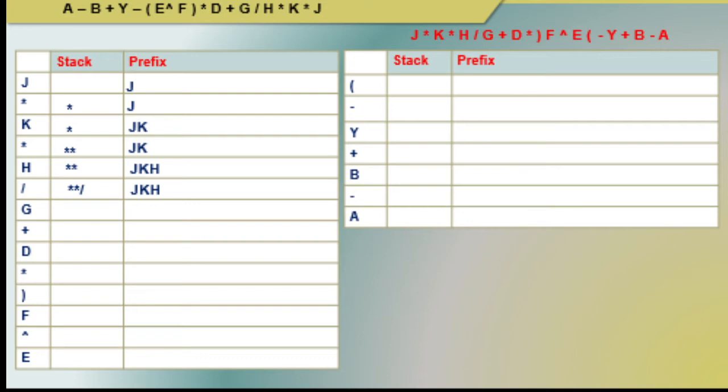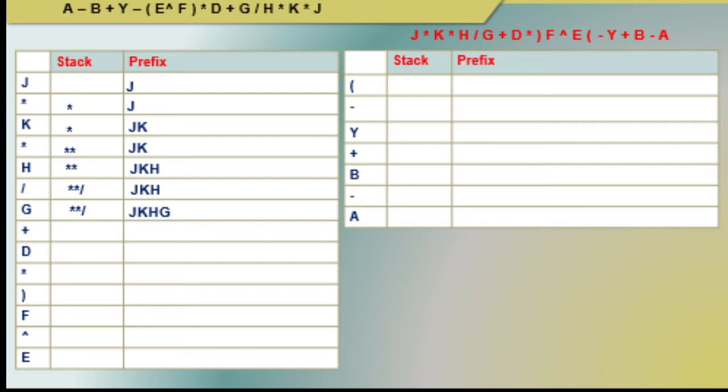And then next we have operand G. So it is an operand, we must write it in our output. The contents of the stack are still our two multiplication operators and division operator. And our output now is J, K, H, and G operands.